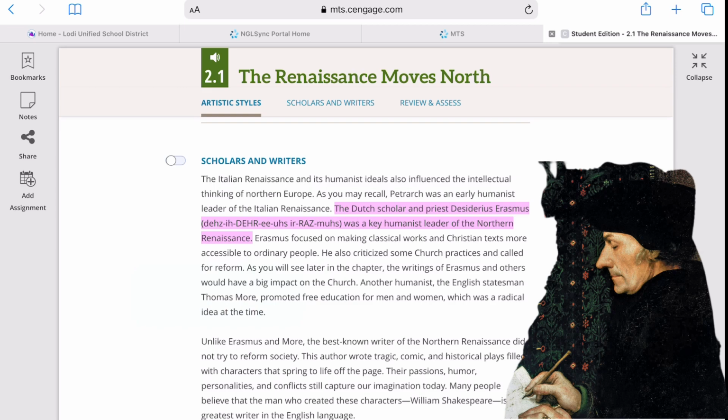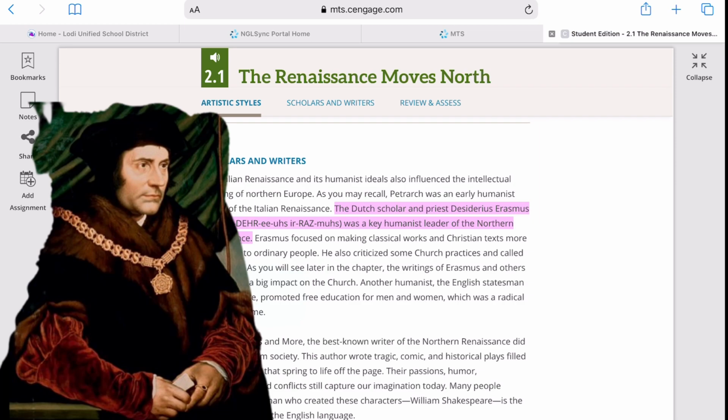Well, for better understanding, most of the classical works and even the Bible was written in Latin. And because of this, a lot of people are not able to understand what was written in these classical works of the Greeks and the Romans, as well as religious texts such as the Bible.